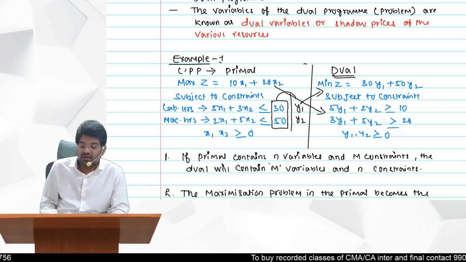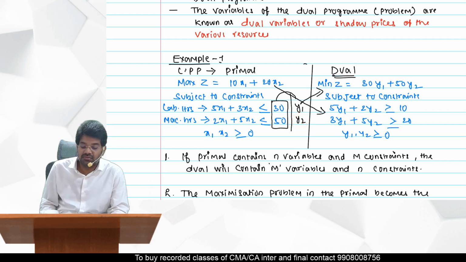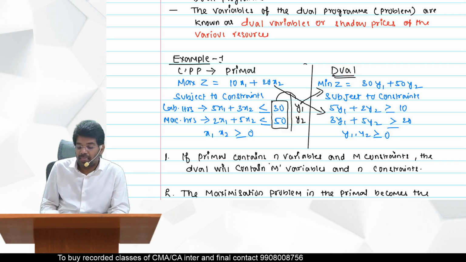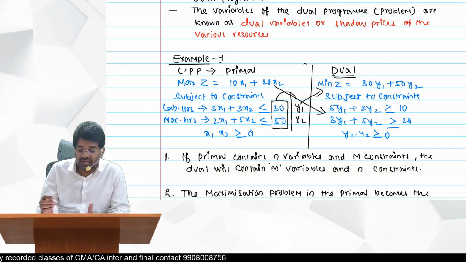Second, this second constraint we are taking as y2, that is machine hours we are taking as y2. So understanding is very, very simple. Everyone can easily understand this.